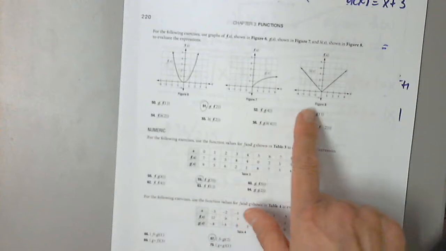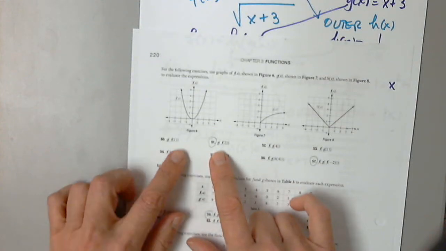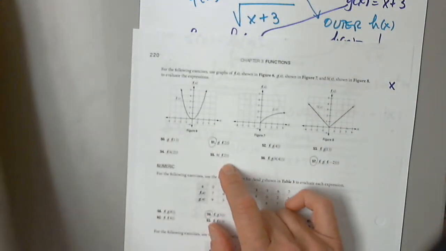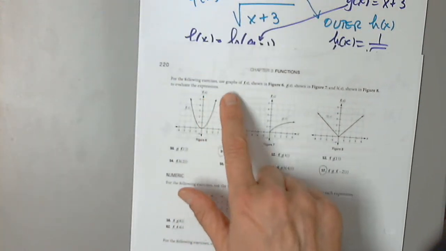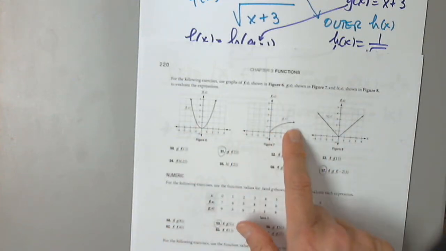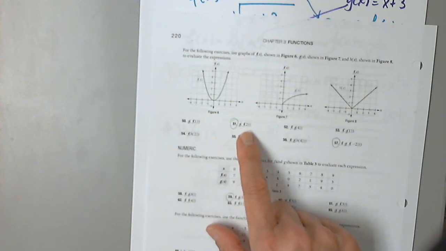So let's read quickly from these graphs and see what happens. For example, let's look at 51. It says g of f of 2. It says, shown in figure 6, f is here, g is here, h is here. So they want us to find g of f of 2.